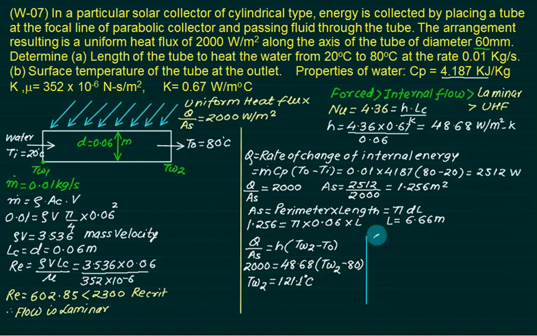I will do an extra calculation here for the inlet temperature. So we have Q by As equals h. At inlet we have wall temperature TW1 and the fluid temperature Ti. So we have the same value of Q divided by As, equal to 2000. The h value is 48.68. We don't know the value of TW1, and the inlet temperature is 20. So this time also we have wall temperature more than the fluid temperature, 61.08 degrees Celsius. So this is how we can calculate the wall temperature at inlet and outlet.